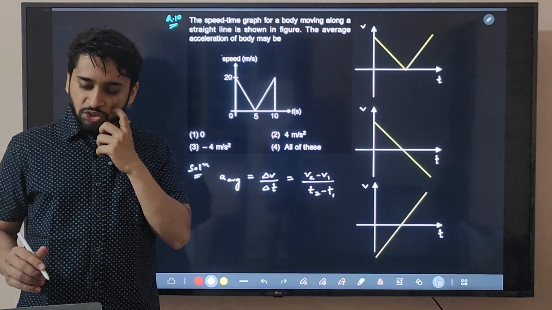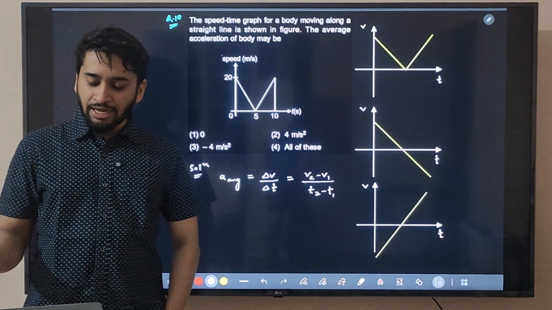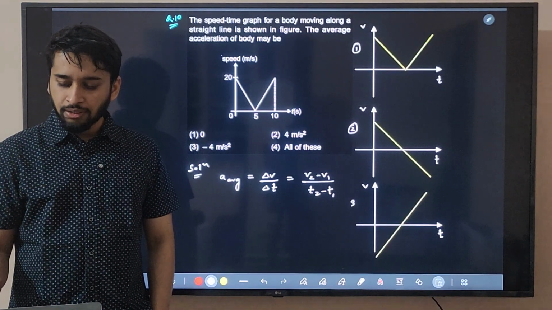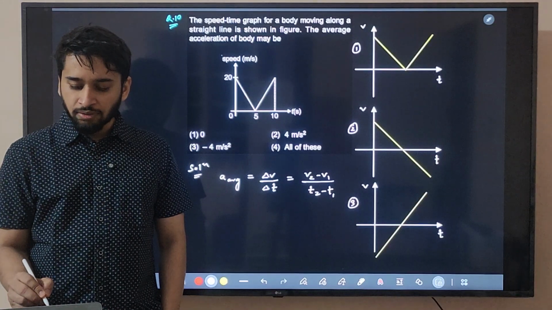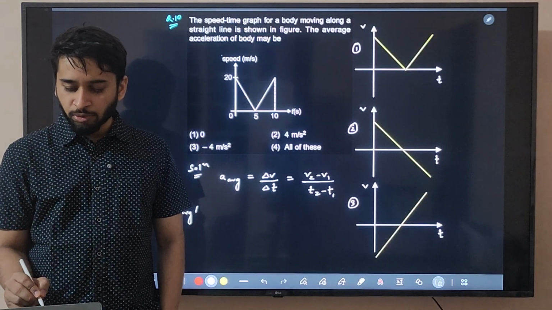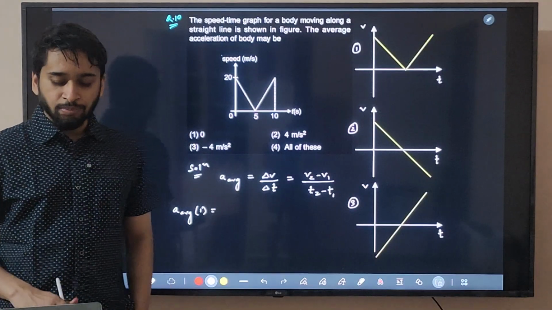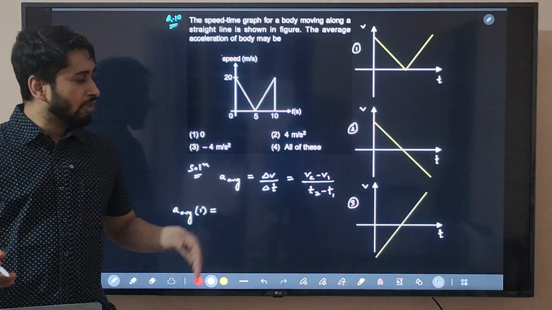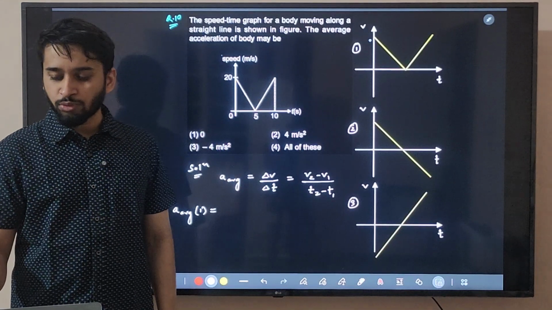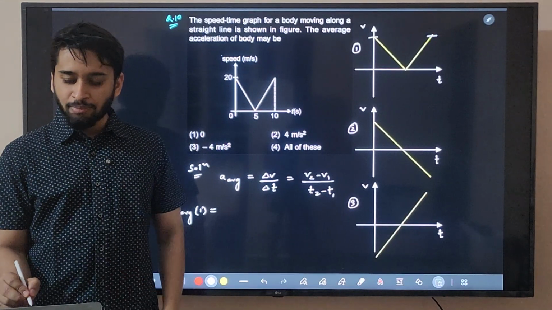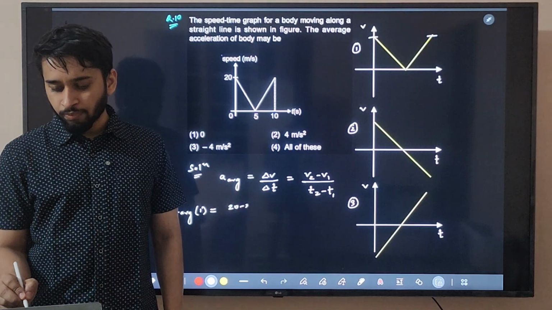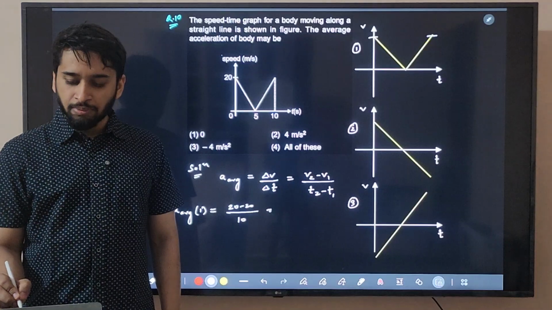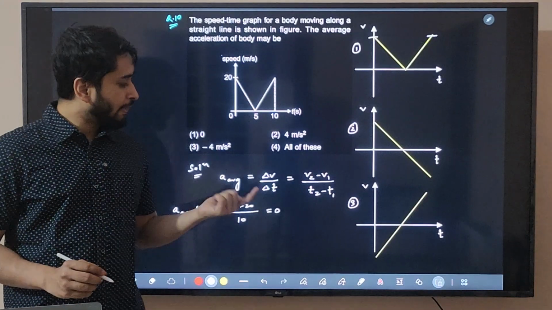Fine, great, amazing. Now see here, let us calculate the average acceleration for all the possibilities. This is 1, this is 2, this is 3, right? So in the first case, what is the possibility for average acceleration? It is V2 minus V1. V2 and V1 both will be 20. Yes or no? So 20 minus 20 by T2 minus T1, which is 10 minus 0, that is 10. So that becomes 0. So one possibility is 0, right?